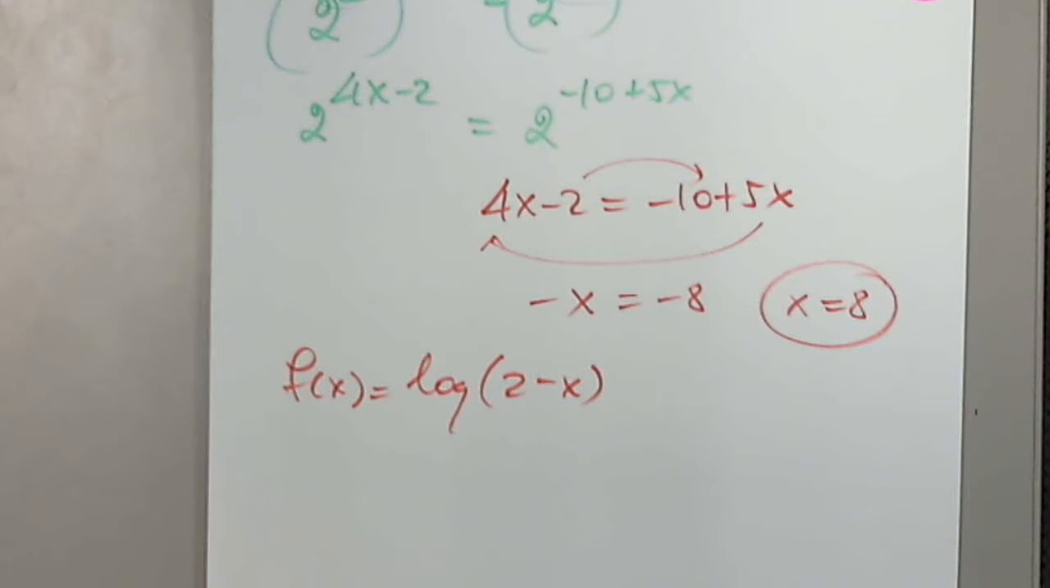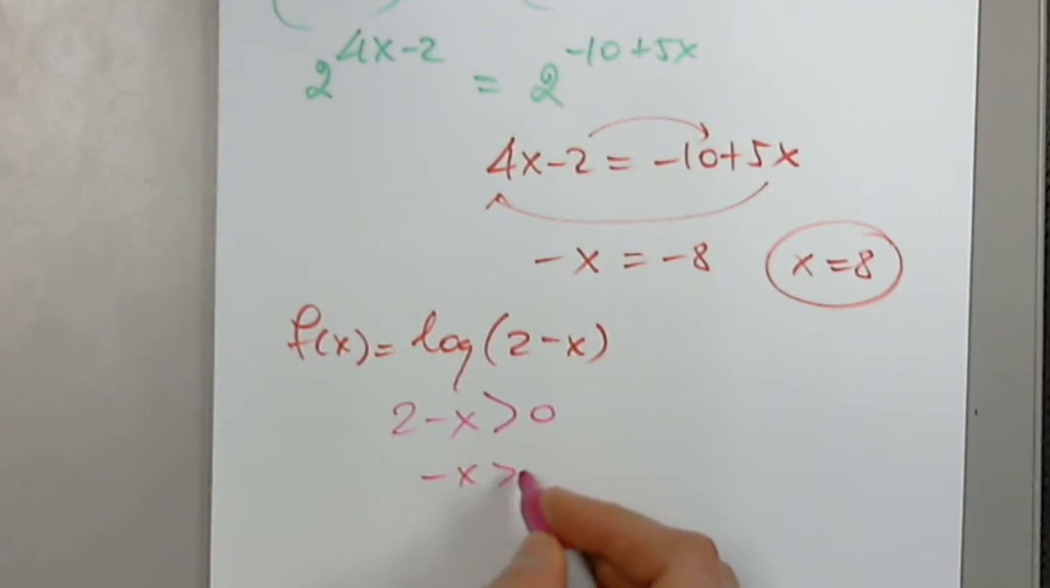What do I have to write? Anyone? We just wrote this 5 minutes ago. Say it again. Greater than 0. What? 2 minus x. Very good. Awesome. So then we have negative x greater than negative 2, and then? x is less than 2.